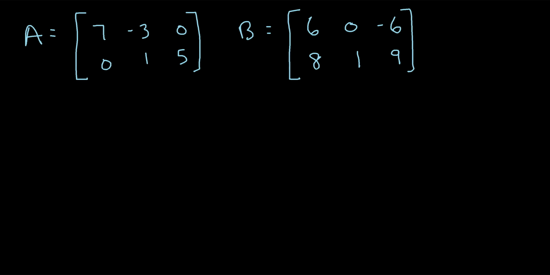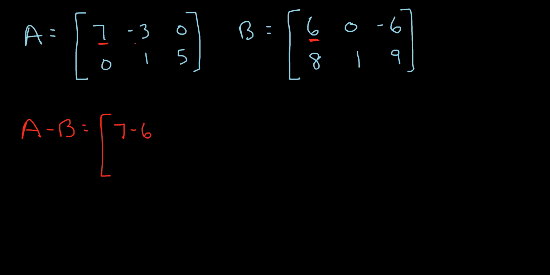All right, let's try another example. Let's say we have the following matrices A and B, and let's say we want to do A minus B. So to perform this operation, it's similar to addition. We just want to look at the values in the same positions of each matrix and subtract them. So the value in the first column and first row of matrix A minus the value in the first column and first row of matrix B. So this would be 7 minus 6.